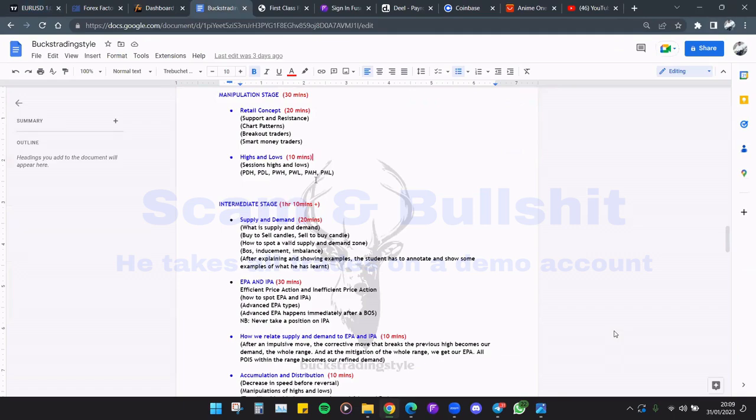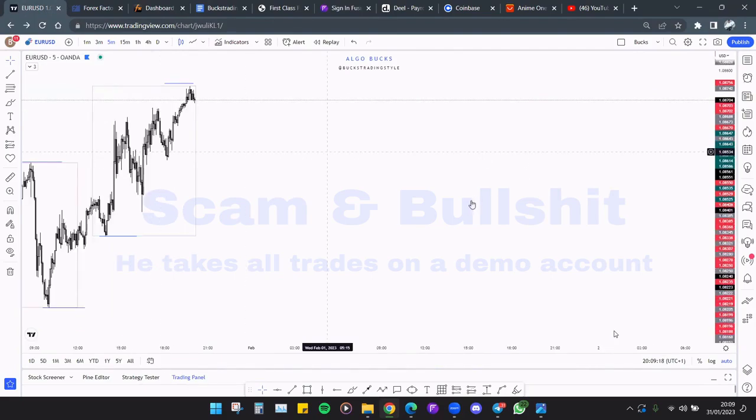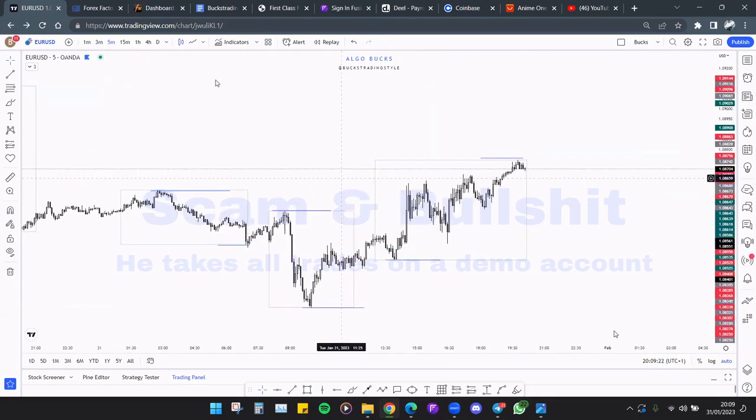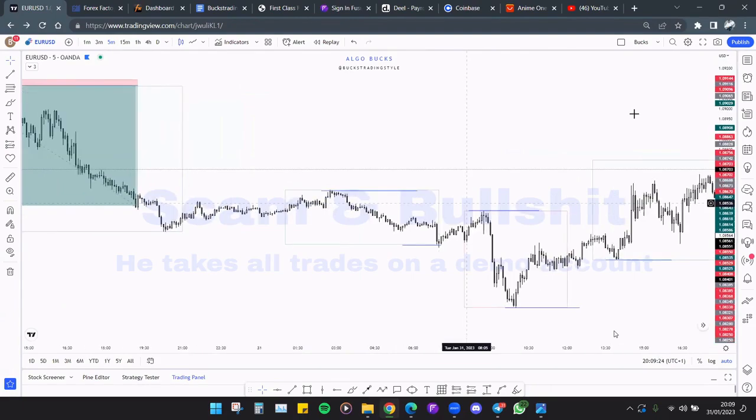Now, supply zones. Okay, let's start from demand. A demand zone is the last sell to buy candle, while a supply zone is the last buy to sell candle. Let's see examples of that. Let's use this time frame. Let's use the higher time frame. Let's just mark the sell to buy and buy to sell candles so you see.